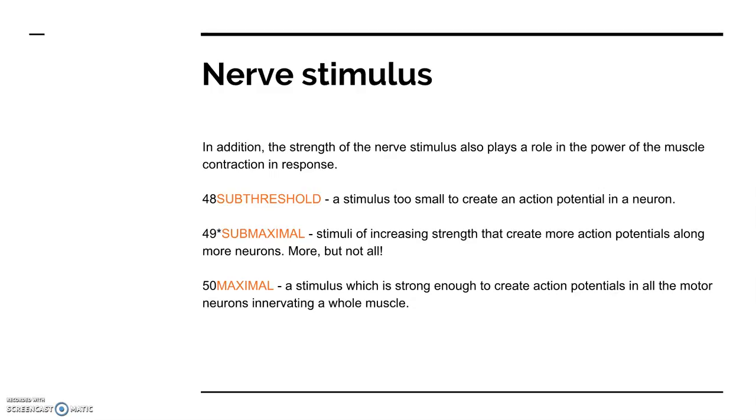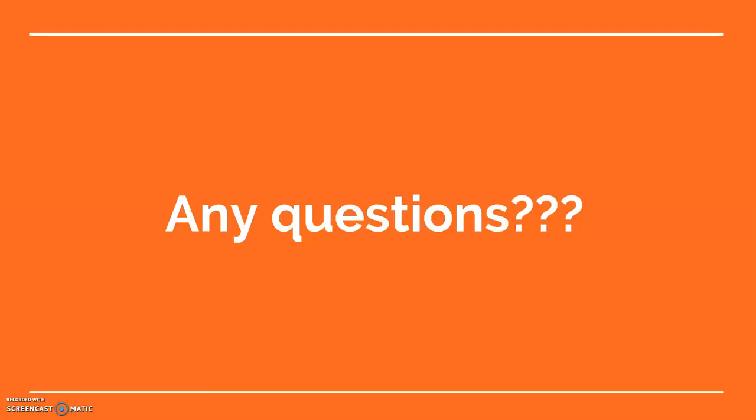There's a sub-threshold stimulus, which is one that's too small to create an action potential in the neuron at all. A sub-maximal stimuli of increasing strength creates more action potentials along more neurons. You get more, but not all. And then maximal, which is a stimulus which is strong enough to create action potentials in all the motor neurons, innervating your whole muscle. Hopefully this will help.